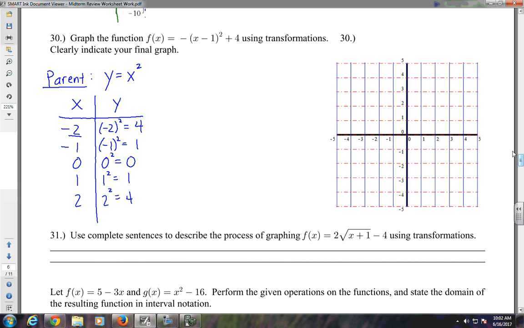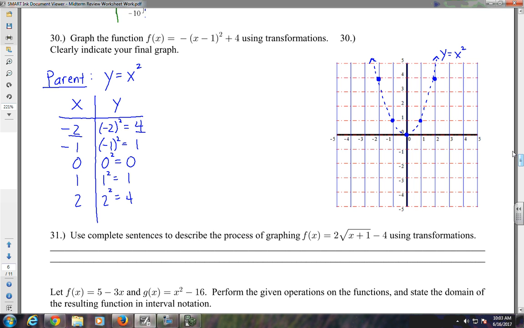So when x is negative 2, y is 4. So I'm going to plot the point negative 2, 4 on the graph. The next point is negative 1, 1. Then we have 0, 0, 1, 1, and 2, 4. Now you can certainly use colored pencils or highlighters to distinguish your curves, but if you're just using a pencil, you may want to consider graphing this as a dashed line. That's not my final graph, that's just my parent function. So I'm going to go ahead and label that one y equals x squared.